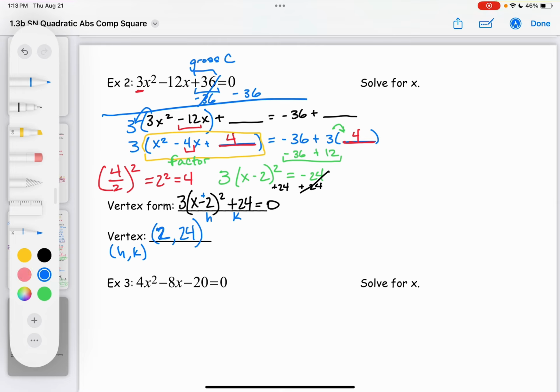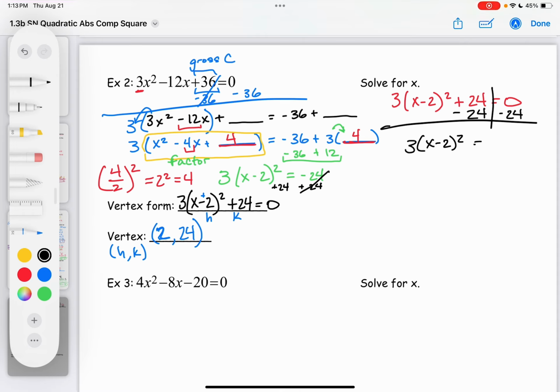Now, to solve for x's, I'm going to take my vertex form. I'm going to set it equal to 0. And I'm going to solve for x. I'm going to subtract 24. I'm going to divide by 3.